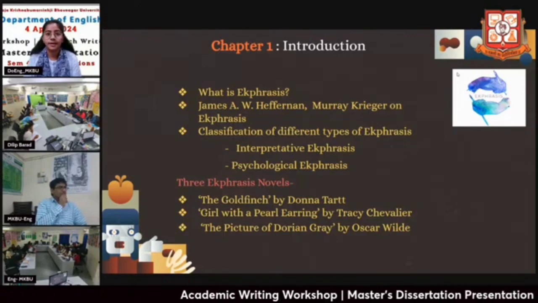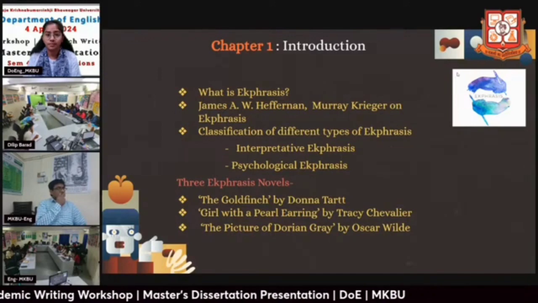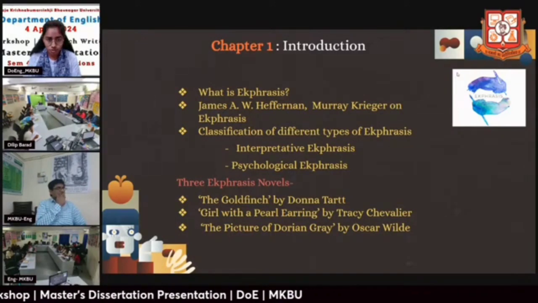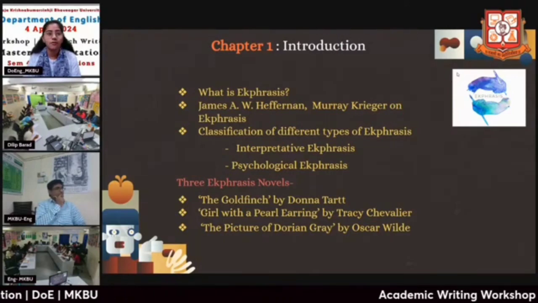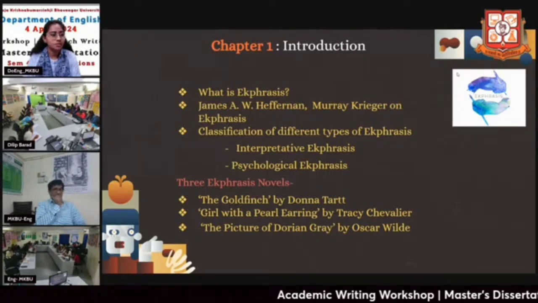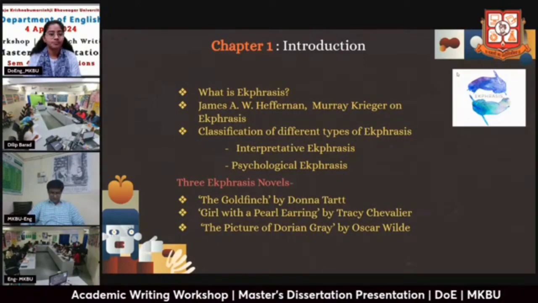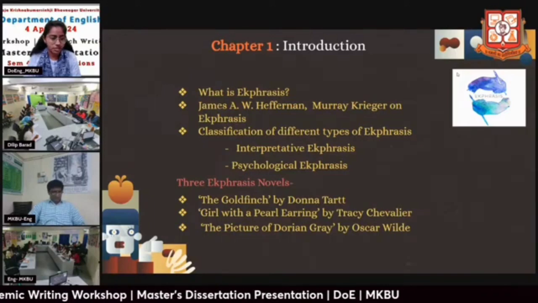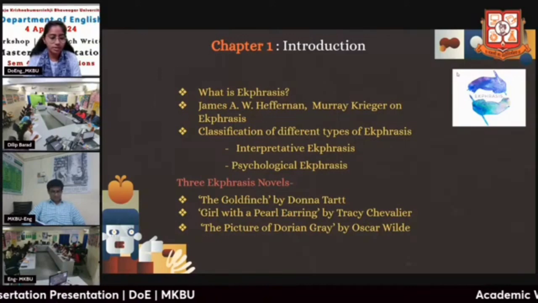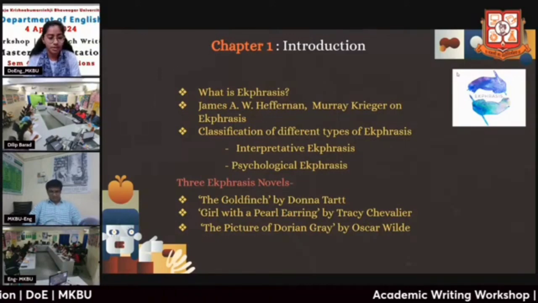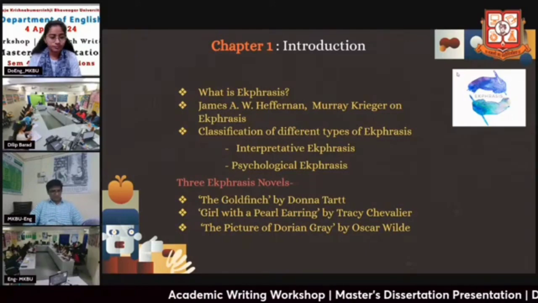According to critic James Heffernan, ekphrasis is a verbal representation of a visual representation. For example, if a reader has ever read a novel in which a painting or sculpture is described, then the reader has experienced the mode of ekphrasis literature. And in this introduction, I also give a short introduction of three novels: The Goldfinch, Girl with a Pearl Earring, and The Picture of Dorian Gray.